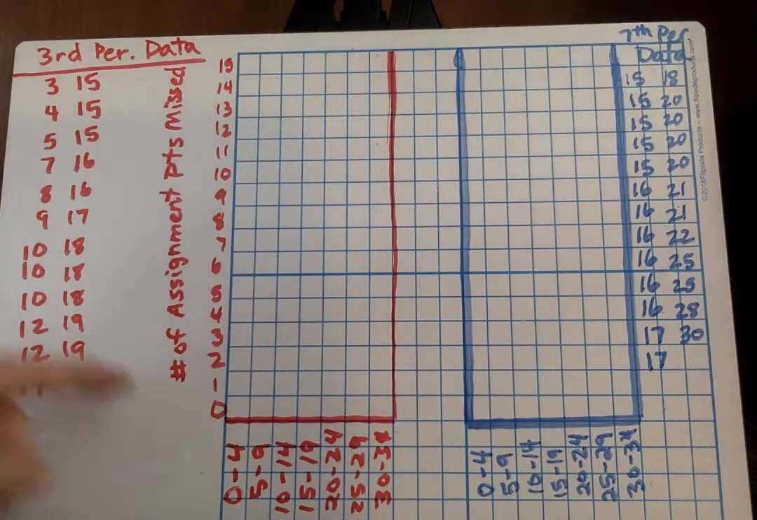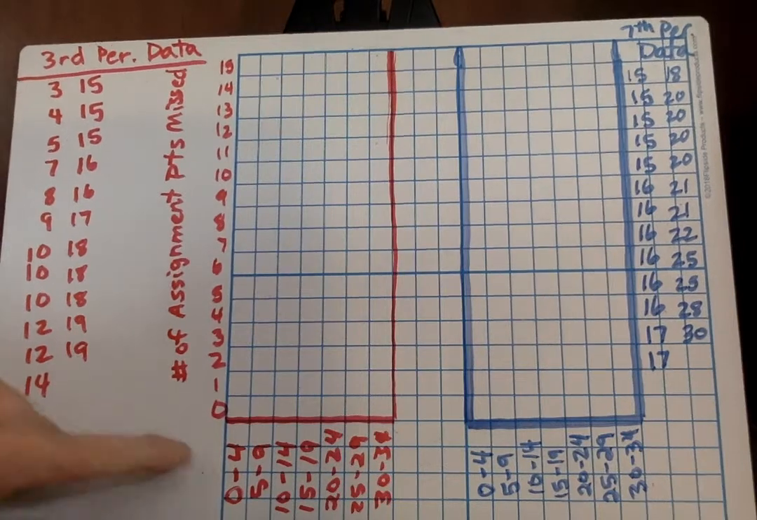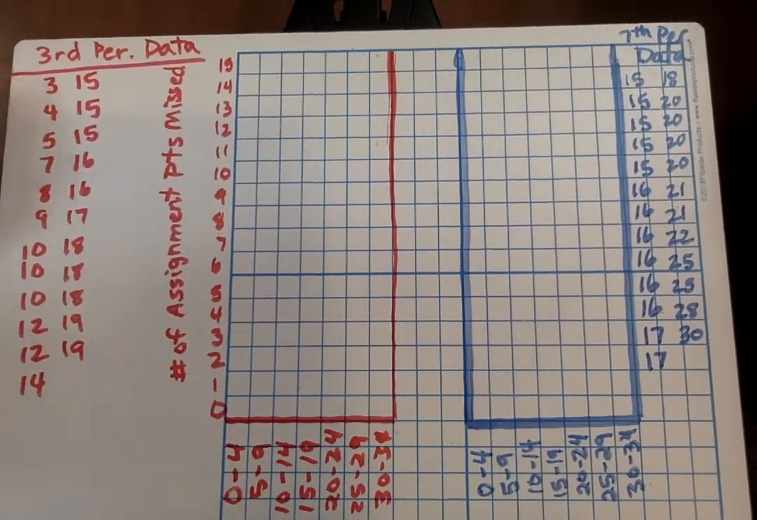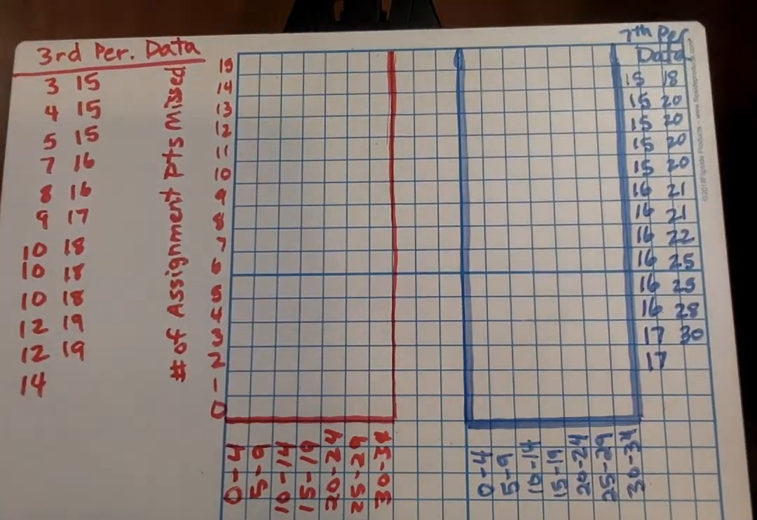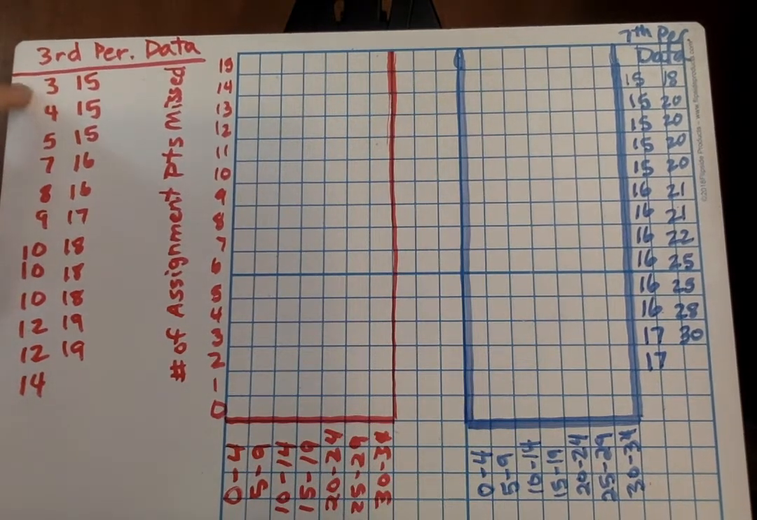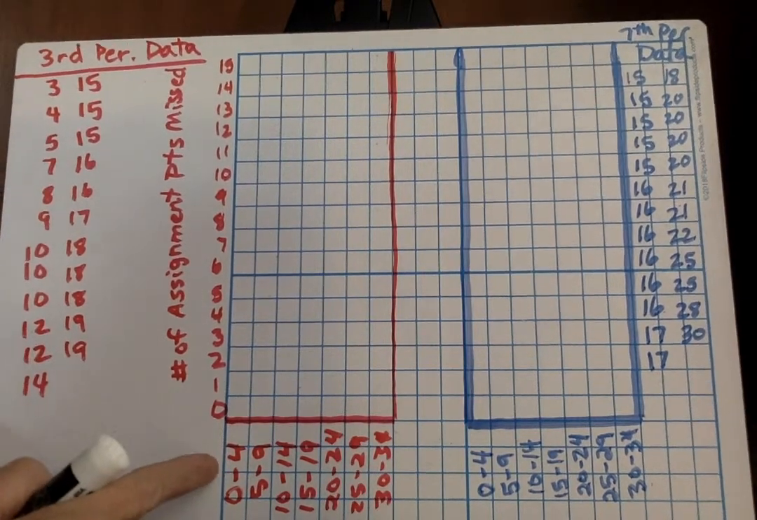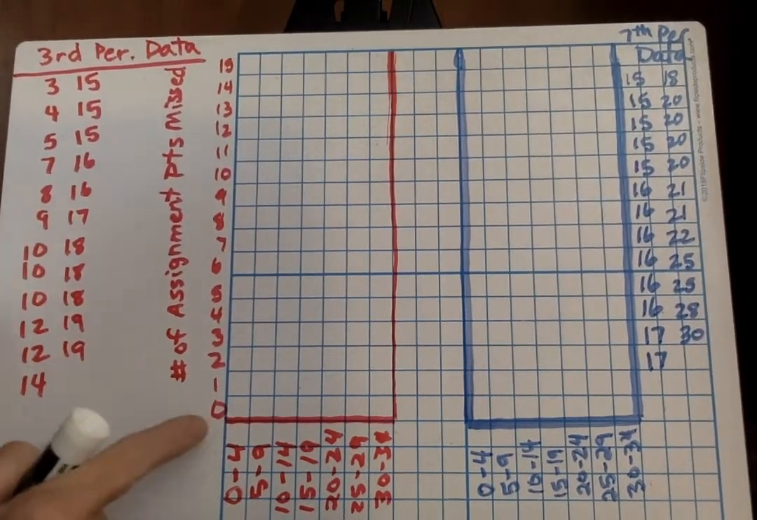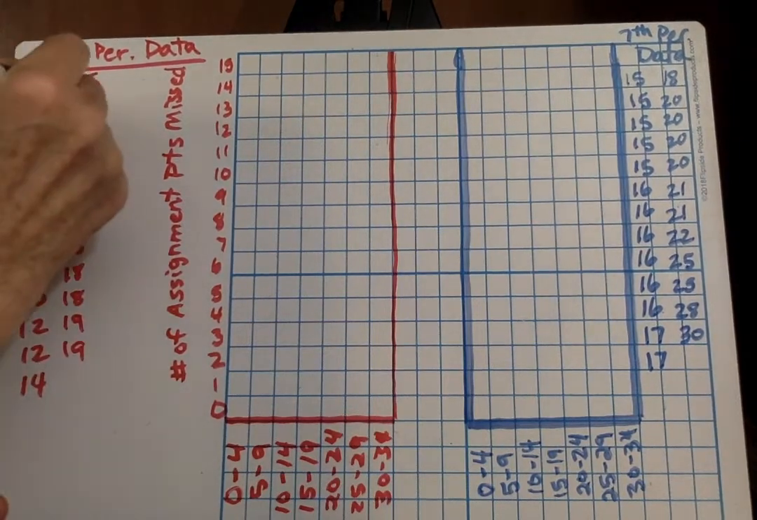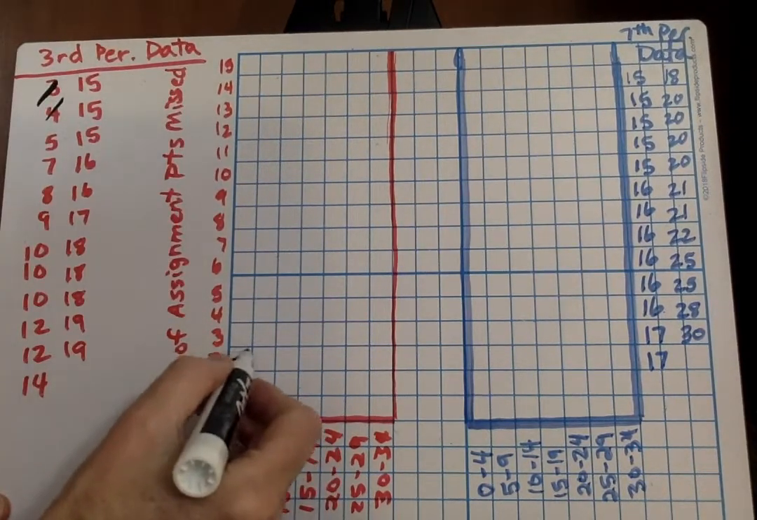3rd period data. Okay, we're going to sort that 0 to 4. How many of these are between 0 and 4 missed points? It says the data shows the number of assignment points missed during the term for each of the students in both classes. So here we have 2 students that missed a 3 and a 4. See how it's divided into 0 to 4? And so we're going to go ahead and say 0 to 4. We have 2 people. So I'm going to mark that, 2 people.